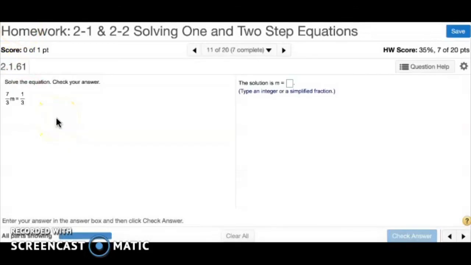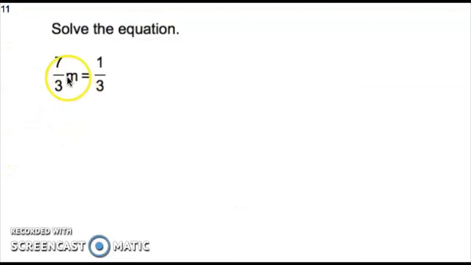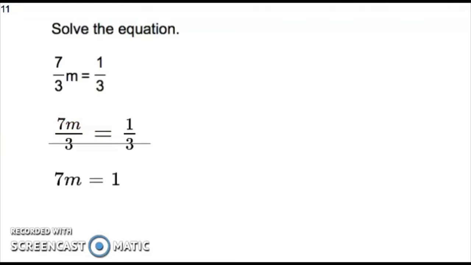Number 11 is asking me to solve the equation. I have 7 over 3m equals 1 over 3. So let's take a closer look at it. Now, first thing I'm going to do is rewrite 7 over 3m as 7m over 3. It's the same thing, which equals 1 over 3. Now, notice how all we have is fractions, and they both have the same denominator. That means I can just cross out the denominators and just rewrite what's left, which is 7m equals 1.